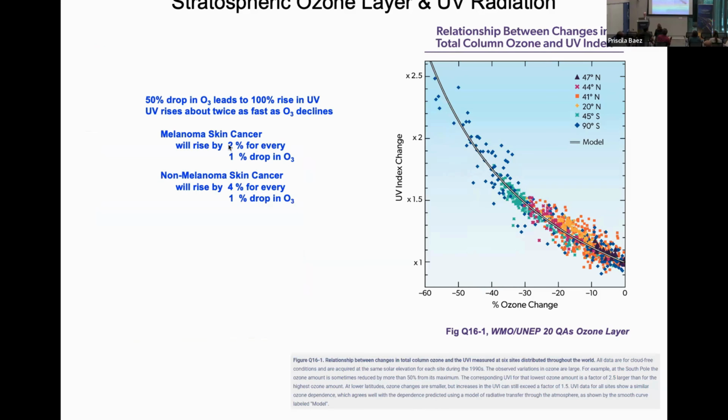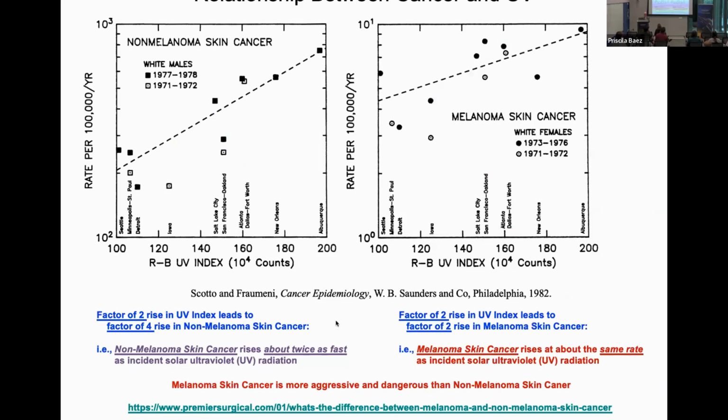Now, we also know that there's about a 1-to-1 relationship between the rates of melanoma skin cancer and UV, and a doubling for non-melanoma. So in other words, for every 1% drop in ozone, we have a 2% increase in skin cancer incidence of the scary kind that you never want to hear from a doctor, and 4% for the less scary kind. And we know that from epidemiological data such as this.